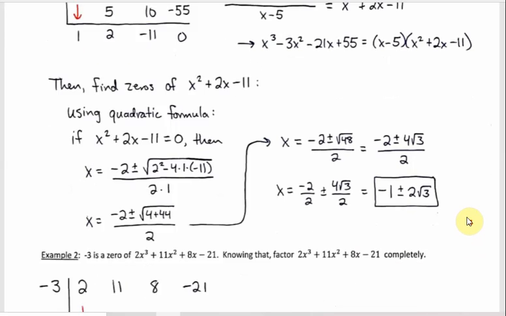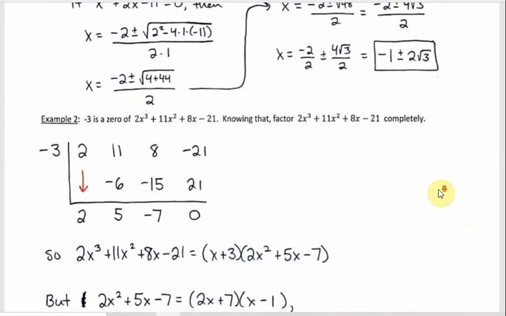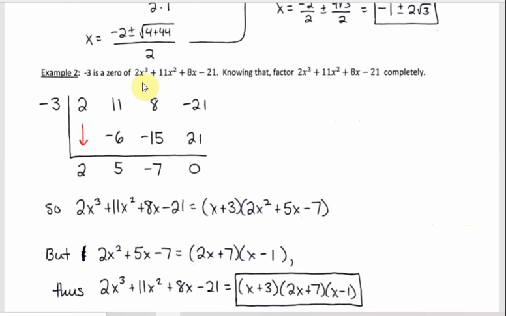So that's also what example number 2 is. Right? We're starting off with this cubic, and then what we're going to do is we're going to try to factor the whole thing, but we know that negative 3 is a 0. So we'll do the synthetic division. We're going to get the remainder of 0 like we're supposed to, and then the quotient is 2x squared plus 5x minus 7. Right? So then that would mean that 2x cubed plus 11x squared plus 8x minus 21 is x plus 3 times 2x squared plus 5x minus 7.